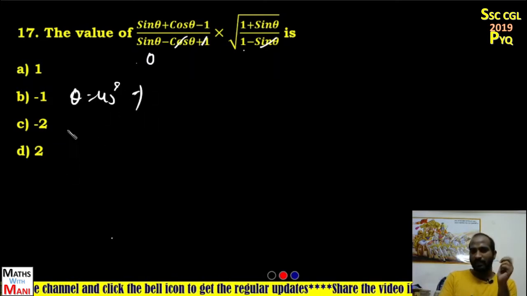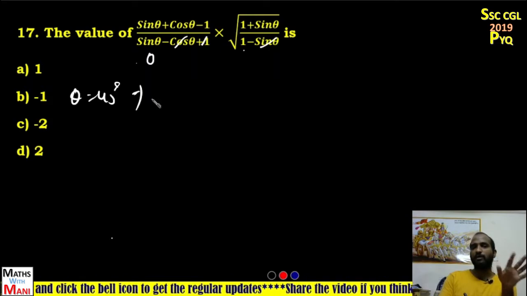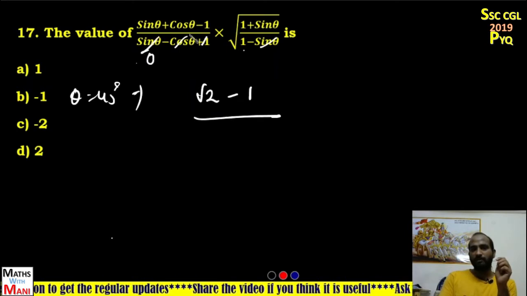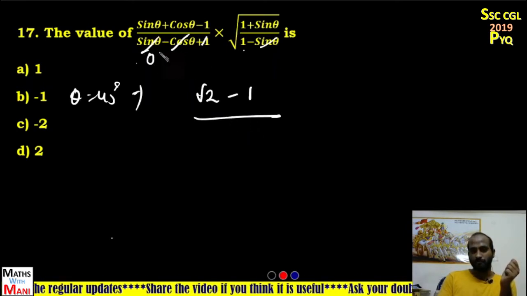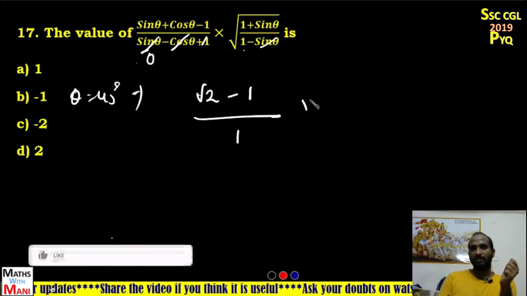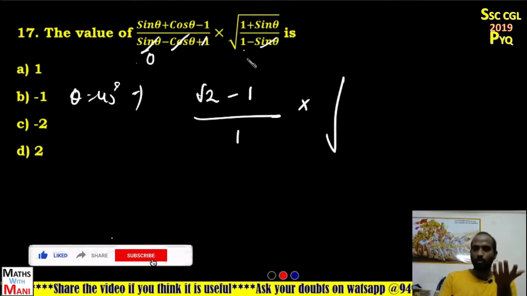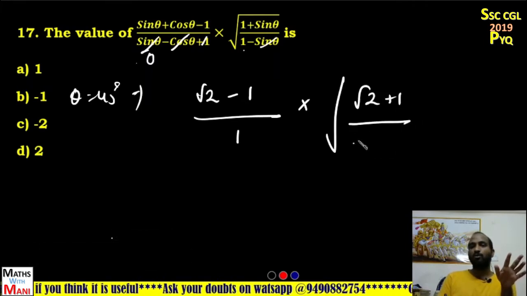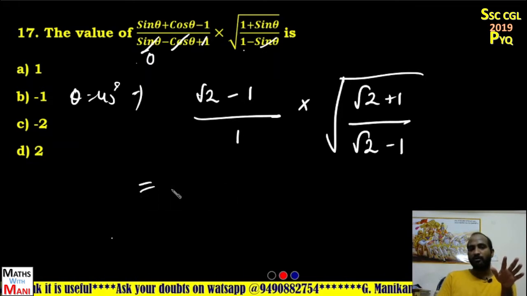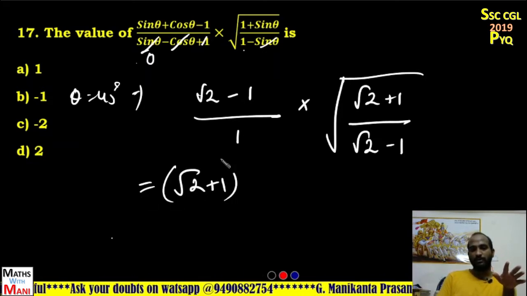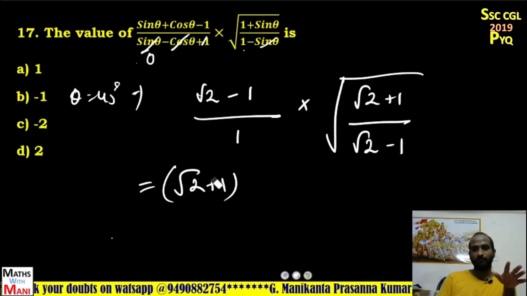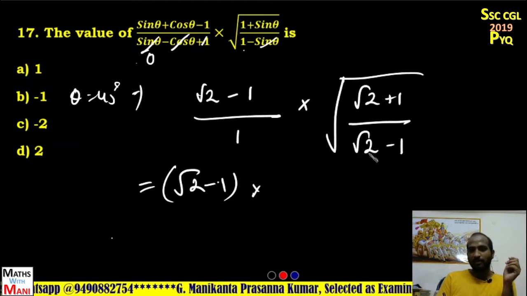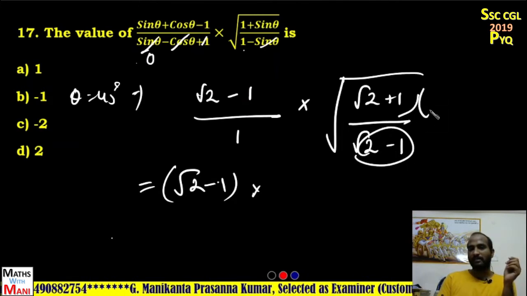That is simple. So sine 45 plus cos 45, 1 by root 2 plus 1 by root 2, that is root 2 minus 1. And sine 45, cos 45 both get cancelled, same value. So they will get cancelled, and plus 1 into 1 plus 1 by root 2 by 1 minus 1 by root 2, that is root 2 plus 1 by root 2 minus 1 after taking LCM. So root 2 minus 1 into, I can write 1 by root 2 minus 1 as root 2 plus 1.